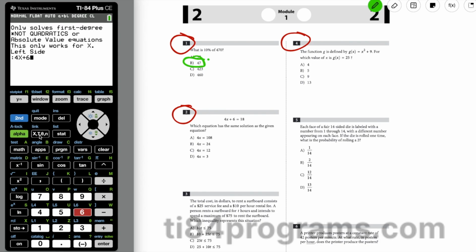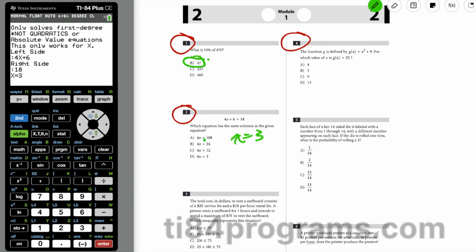I know there's x's in other areas on the calculator, but when we use the variable x, we're going to use this one up here in the upper left-hand corner next to the alpha key. So we're going to do 4x plus 6, and then the right-hand side is going to be 18. And then we get x equals 3. So I'm just going to write the x equals 3 thing.